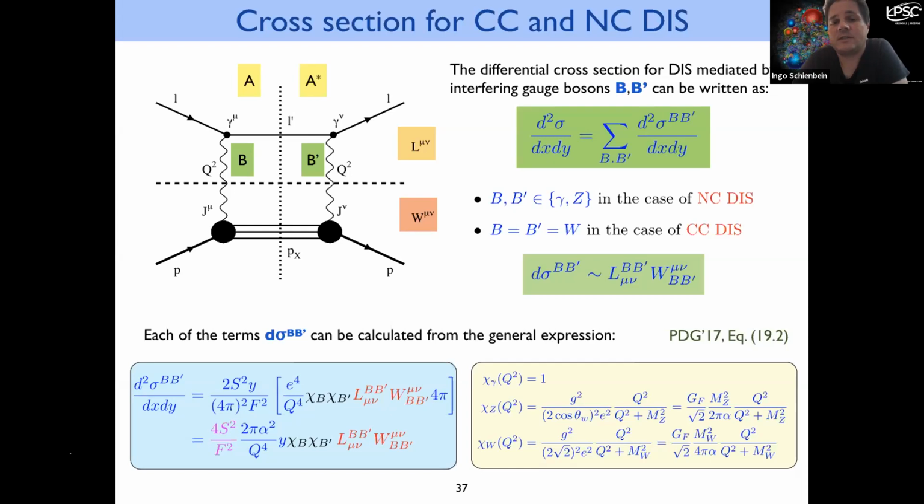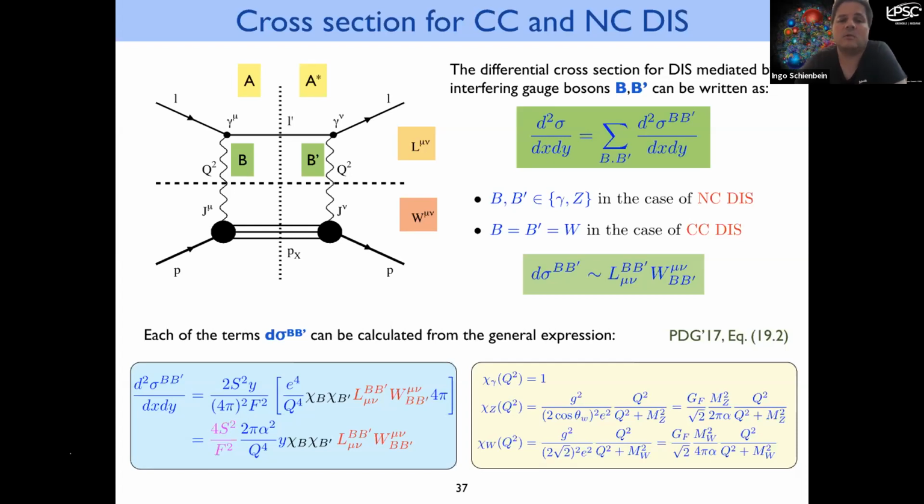For charged current deep inelastic scattering, where the exchange boson is a W boson, we only have one contribution where B is a W and B prime is a W. And then the cross section d sigma dx dy will be the sum of d sigma dx dy BB prime. And we need to take into account also B prime different from B, in case we have different bosons, to take into account the interference terms. And then there's a general expression for d sigma BB prime, which can again be found in the particle data booklet, and which is given there in the blue box.